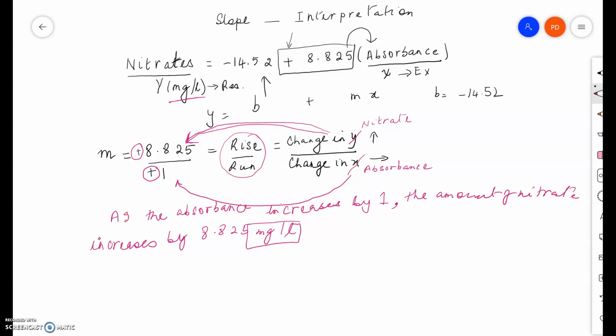Now that you know what x and y are in this particular problem, all you have to do is replace x with absorbance, y with nitrate, and then write down a sentence describing a relationship between absorbance and nitrate. As the absorbance increases by 1, the nitrate level in the solution increases by 8.825 milligrams per liter.